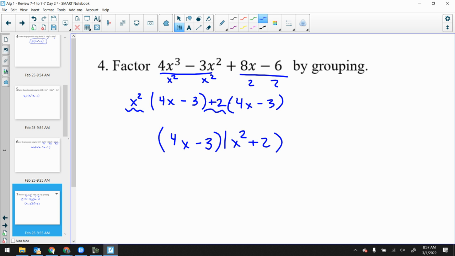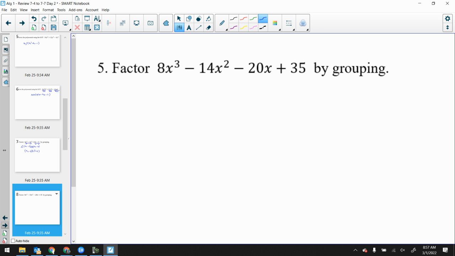Let's do one more factoring by grouping problem. Number 5 here. Nick, you want to do this one with me? Yeah, sure. Let's factor by grouping here. What's my GCF out of my first 2 terms? Positive 2x squared. What's left over on the inside then?